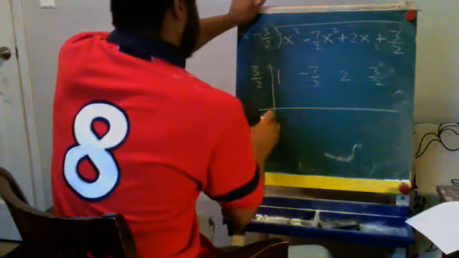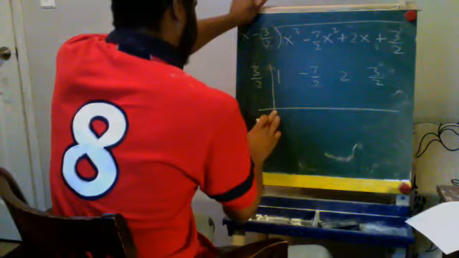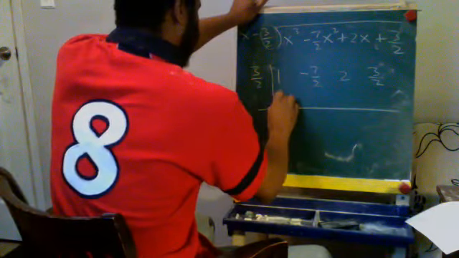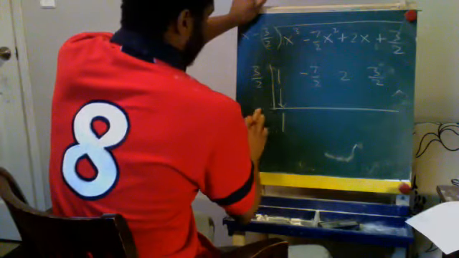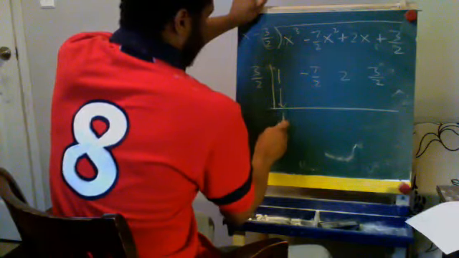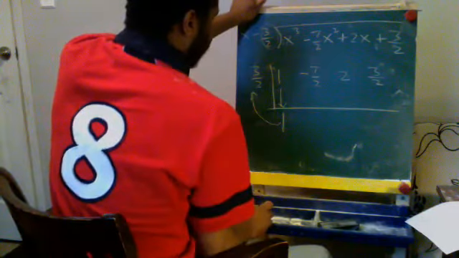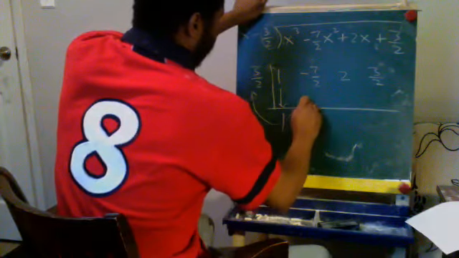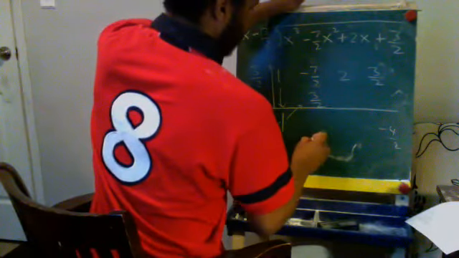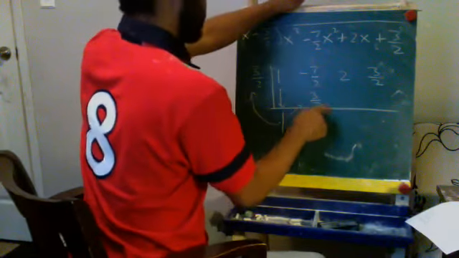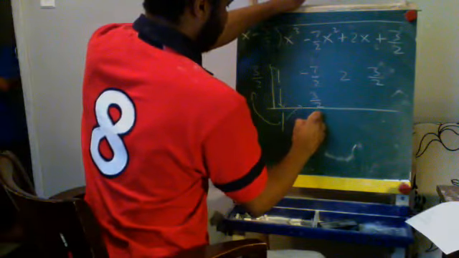So now I'm going to take the 1 down, as usual. And what do I do? I do 1 times 3 halves, which is 3 halves, and I add it here. 3 halves and negative 7 over 2 is going to be negative 4 over 2. Let's add: negative 7 over 2 plus 3 over 2 is negative 4 over 2.